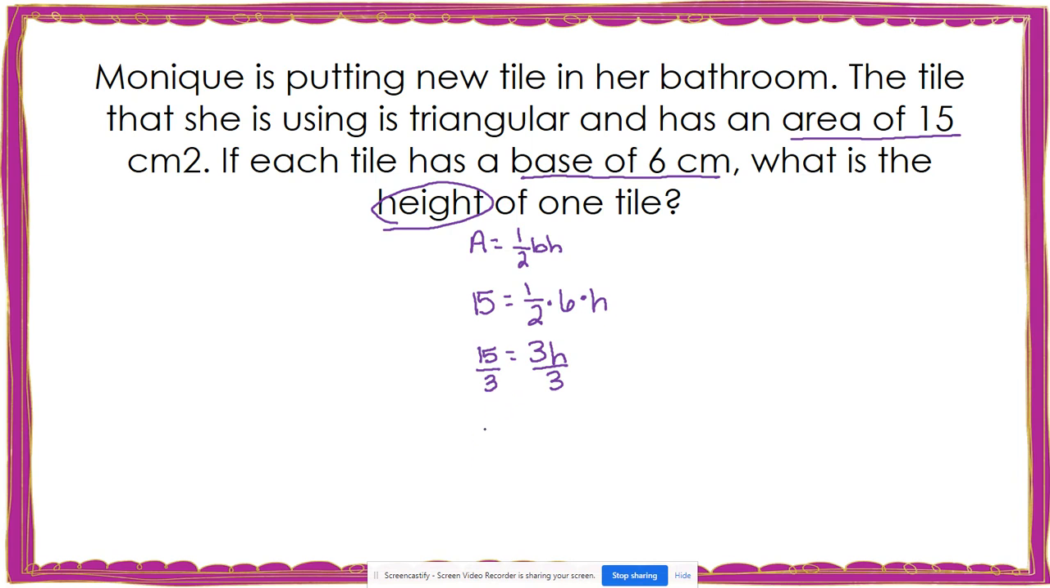When I do 15 divided by 3, I get 5. On this side, 3 divided by 3 is 1, and 1h gives me just h. So that means that the height of one triangle is 5 centimeters.